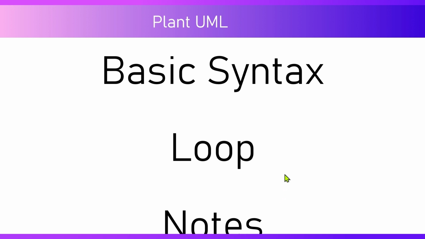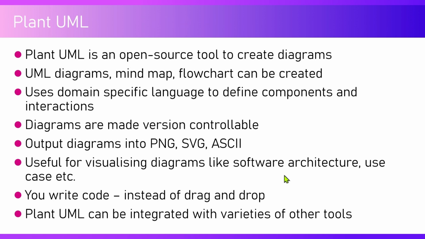Just to give an introduction about PlantUML, PlantUML is an open source tool to create diagrams. The diagrams are written in a text file. They are version controllable, and you can output the diagram in different formats like PNG, SVG. It is useful for visualizing diagrams like software architecture, use case, etc. Basically, you write code instead of doing drag and drop while building the diagram.